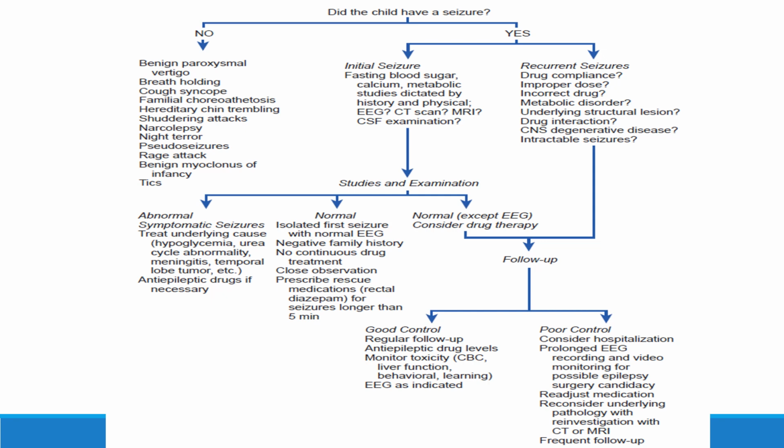But if the patient has normal examination and basic investigation apart from EEG, so you are confronted with an isolated first seizure with normal EEG, and as we discussed, the patient has negative family history, no continuous drug treatment is needed. We will just do observation and prescribe rescue medication for the family in case a seizure occurs at home, for example rectal diazepam, which can be used if the attack lasts for more than 5 minutes. But if the patient has normal examination except EEG, which shows abnormality, we may consider starting drug therapy, and we will plan follow-up visits accordingly.